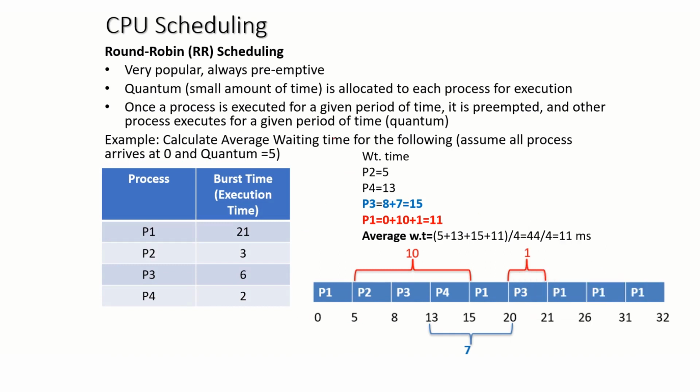Calculate the average waiting time. To calculate the average waiting time, we have to find out the waiting time for each process. So what is the waiting time for P2? P2 started at t equal to 5, so the waiting time for P2 is 5. It is over at t equal to 8. And P4 started at t equal to 13 and it is over at t equal to 15. So the waiting time for P4 is 13.